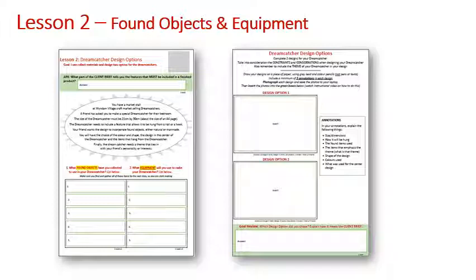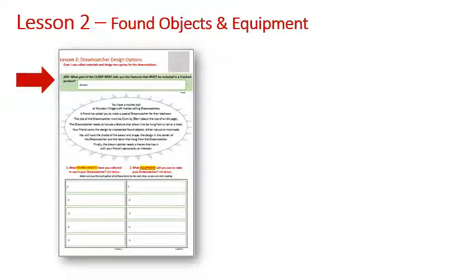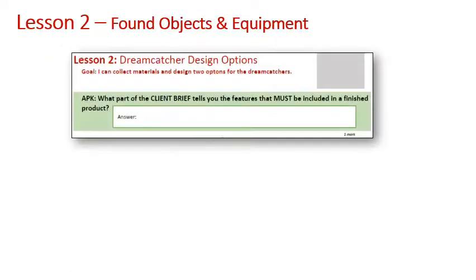There's 2 pages on this worksheet, as you can see in front of you. Let's focus on the first page. At the very top we have the goal. Now the goal is that you collect materials and design 2 options for the Dreamcatcher.